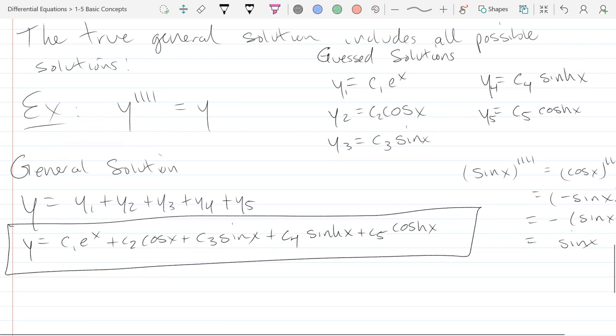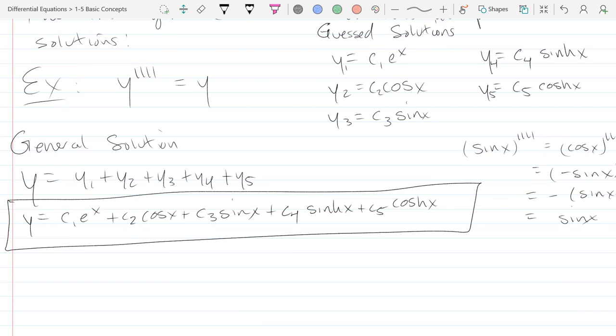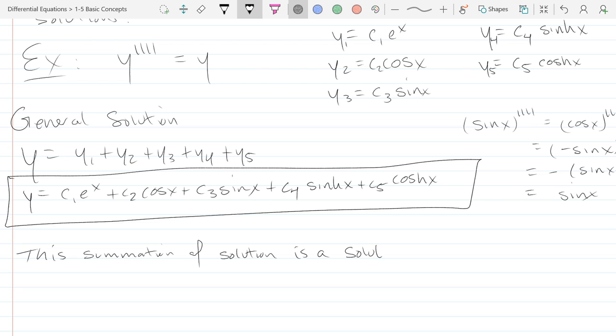And in this particular case, we're allowed to do multiples because of the way the original differential equation was set up. So when we add up our solutions, you won't always be able to add them up, but whenever your ODE is linear, this will work. So the summation of solutions is a solution when the ODE is linear.